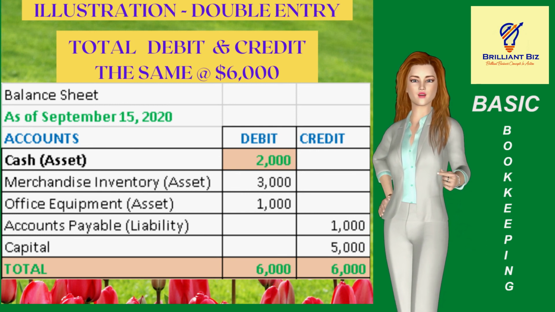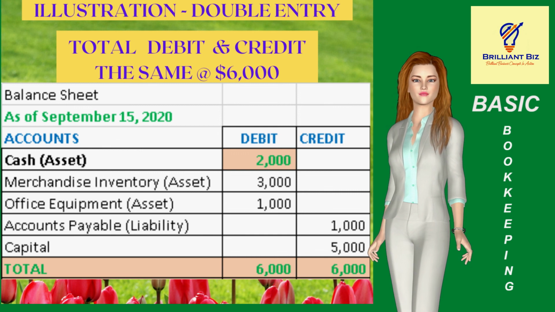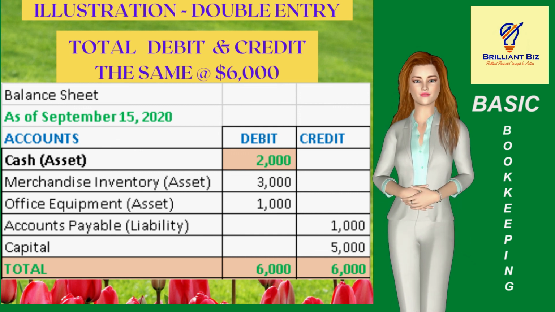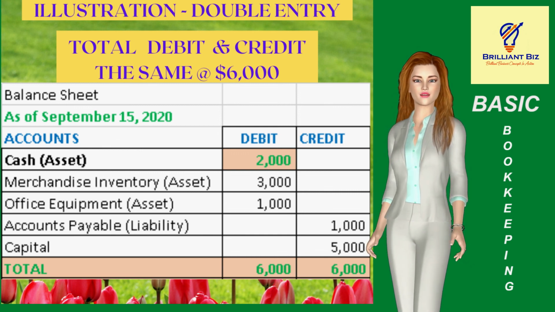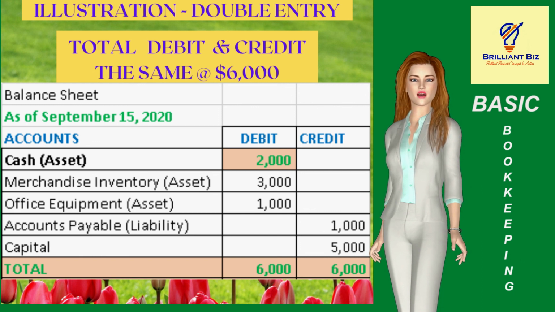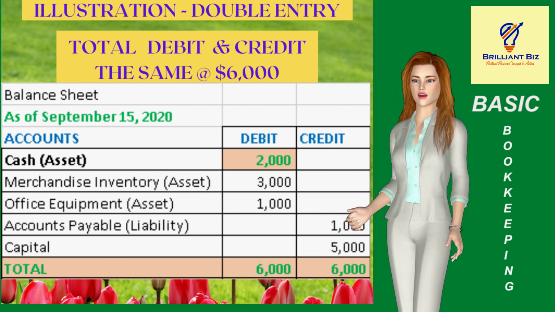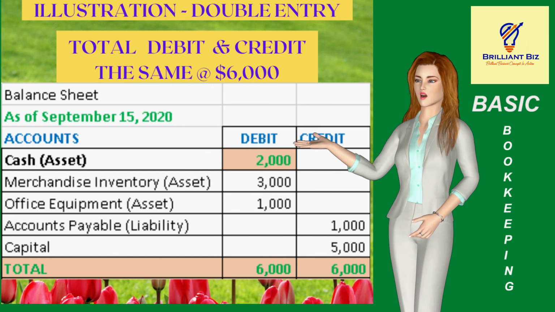In our example, please note that the accounting equation remained in balance because total assets is $6,000 and total liabilities plus capital is $6,000, hence we can say that we have successfully applied the dual aspect concept or double entry system and also fully complied with the accounting equation in our given examples.